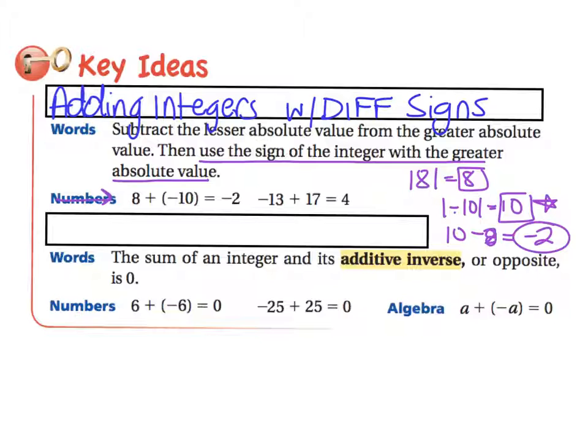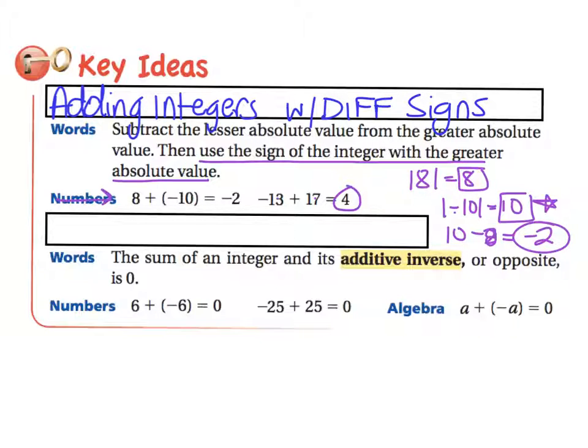We have another example, negative 13 plus 17. We subtract 17 minus 13, which is 4. 17 is bigger, it's positive. Our answer is a positive 4. That is adding integers with different signs.